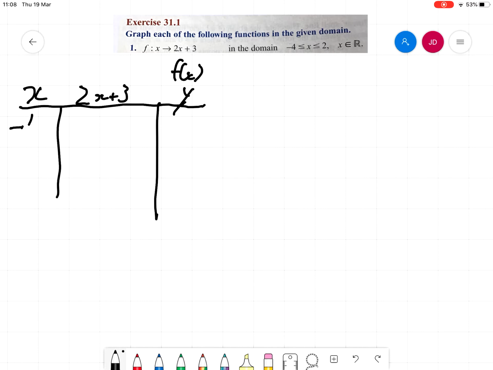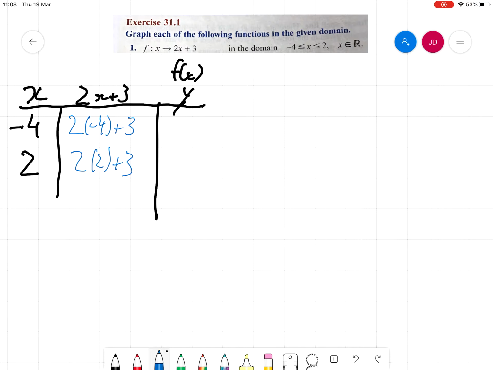So we put in our minus 4 as an input, and we put in 2 as an input. Now, let's sub them into our function. So we've 2x plus 3, so we've 2, swap the minus 4 for the x, plus 3. And here we've got 2, swap the x for the 2, brackets, 2, plus 3.